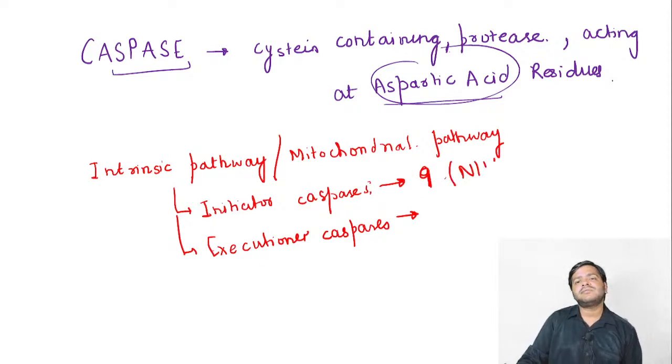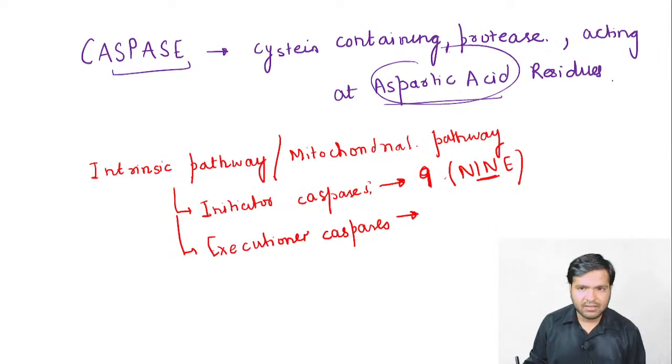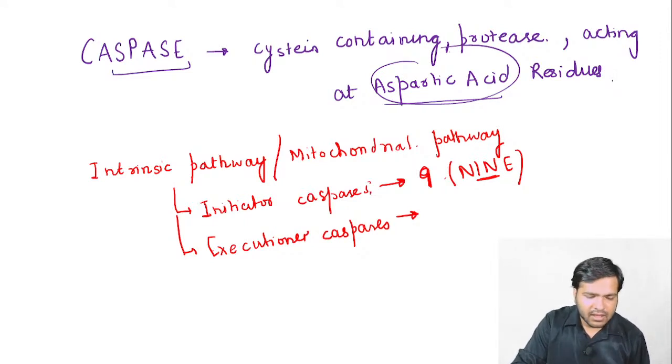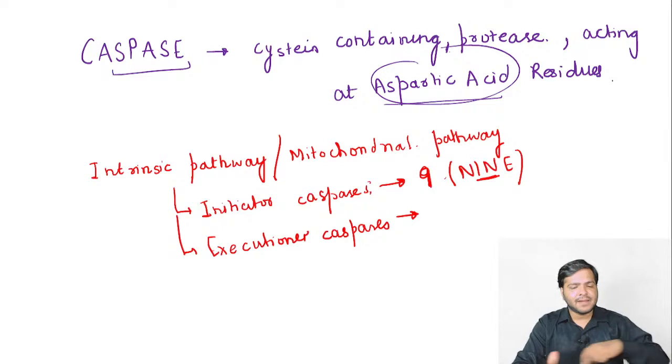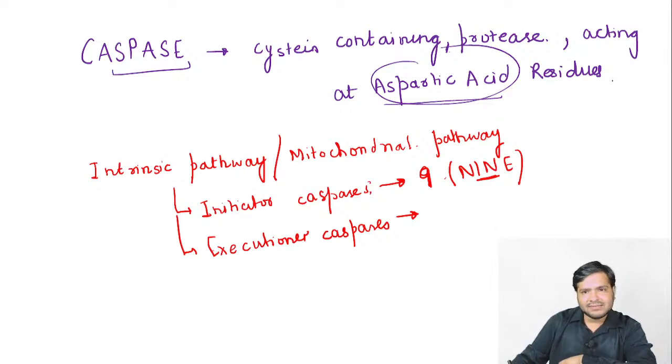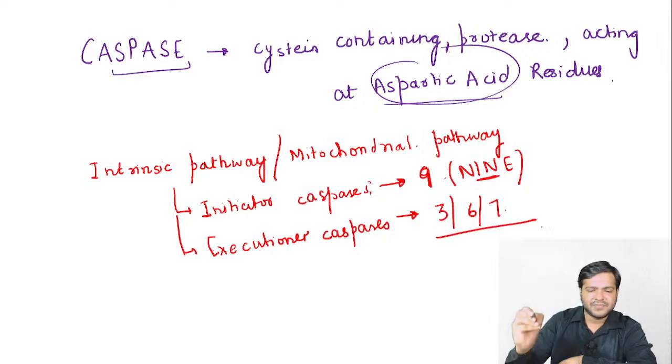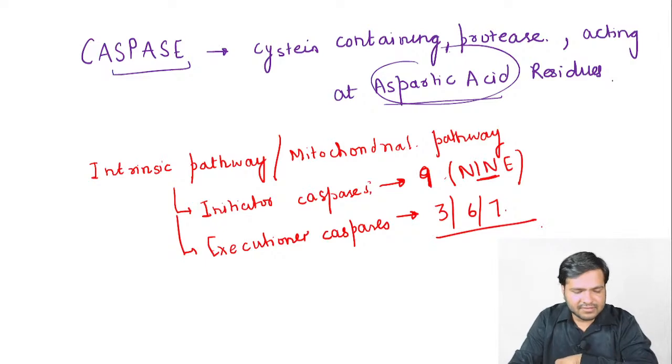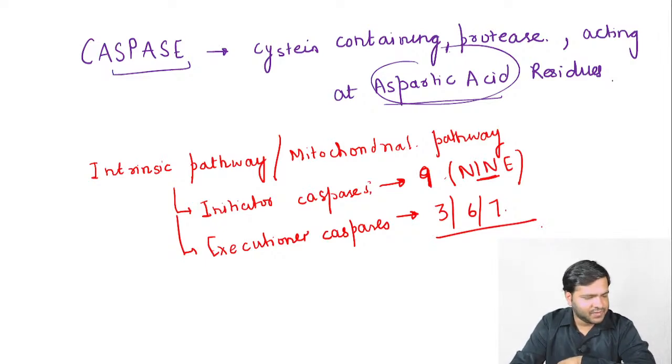I already told you, just write like this, you will remember: initiator, intrinsic pathway. And what about the executioner caspase, guys? Anyone? Please, guys. Yeah, coming after the caspase 9, the executioner caspases are 3, 6, and 7.